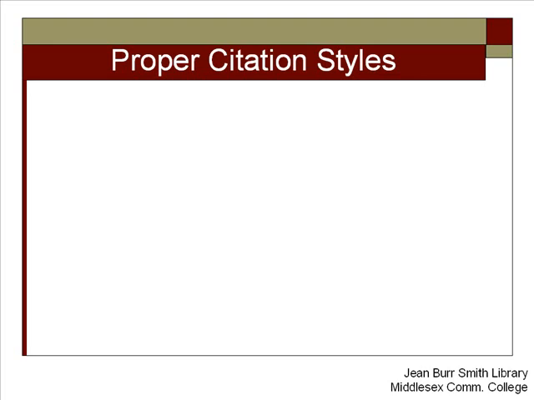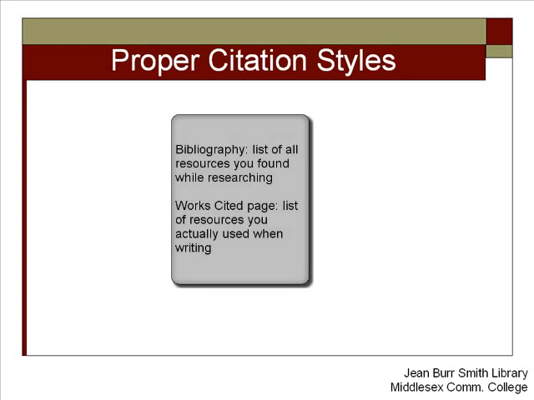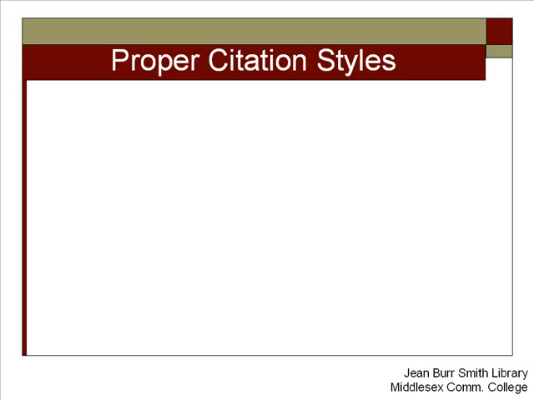Let's talk about creating a bibliography or works cited page. By the way, a bibliography is a list of all the resources you found when working on your paper. A works cited page is a list of only those resources that were actually used to compile the information found in your paper. So a works cited page is typically shorter than a bibliography.